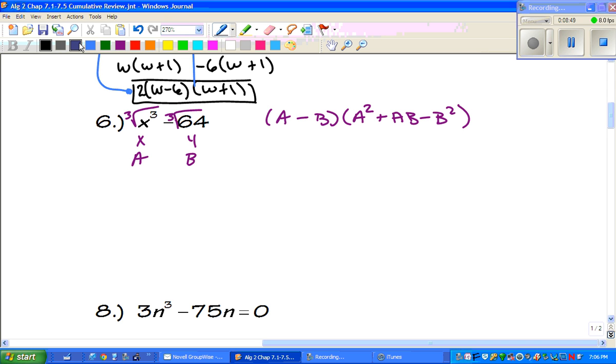So from here on out, all we're doing is filling in our pattern. So a is x, b is 4.